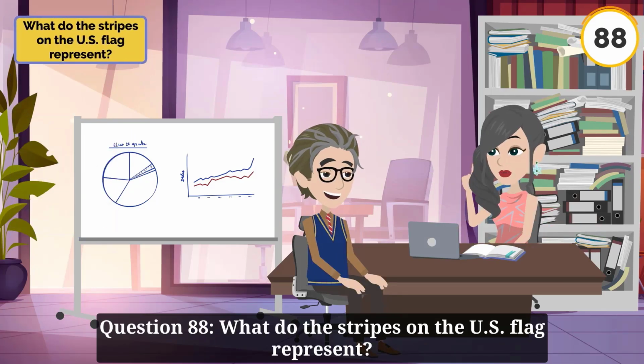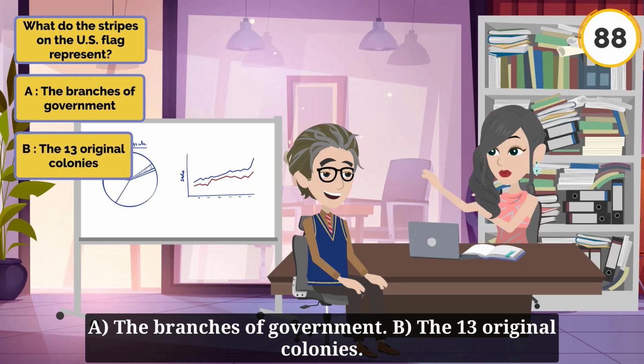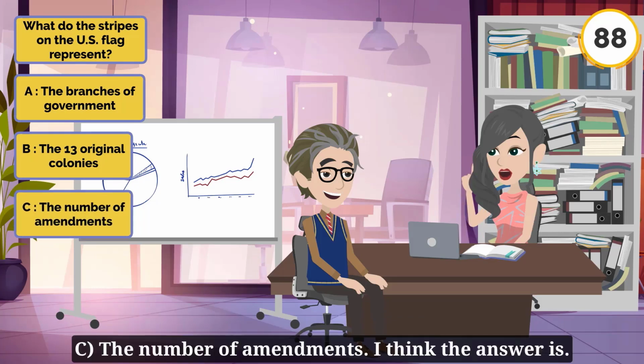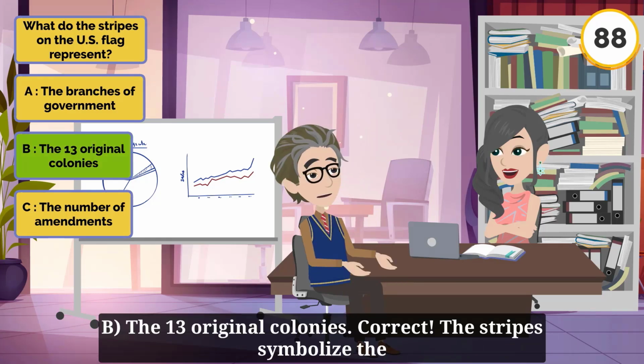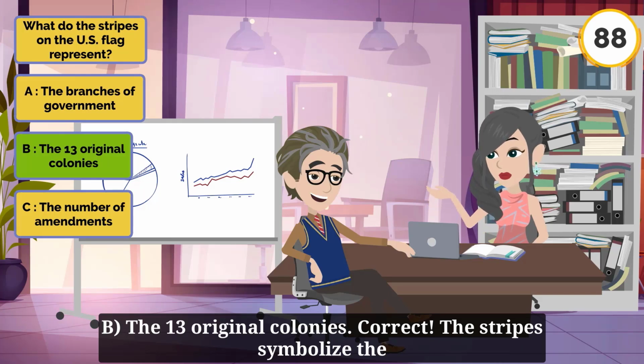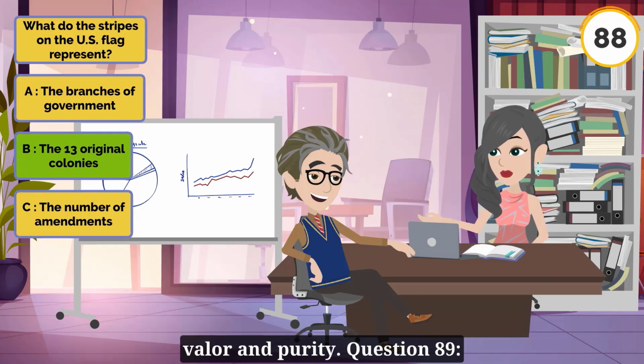Question 88. What do the stripes on the U.S. flag represent? A. The branches of government. B. The 13 original colonies. C. The number of amendments. I think the answer is B. The 13 original colonies. Correct. The stripes symbolize the 13 colonies that declared independence in 1776. The alternating red and white colors represent valor and purity.